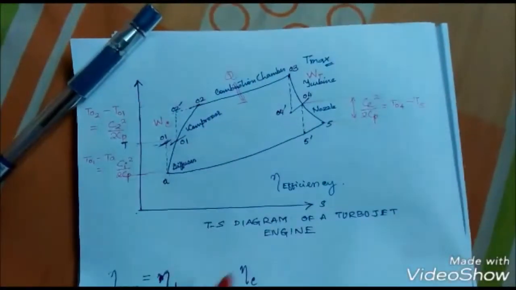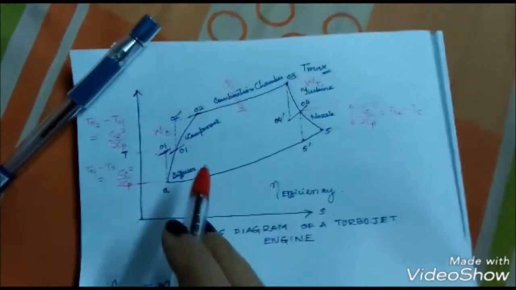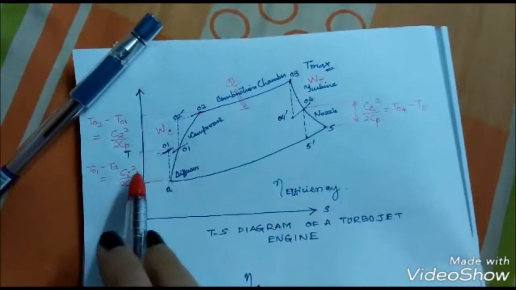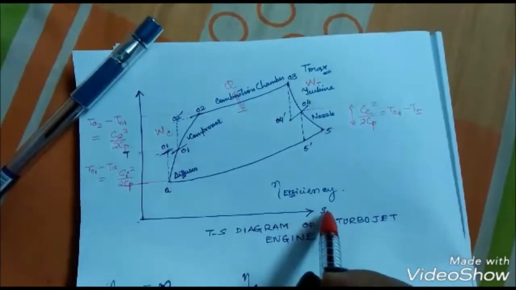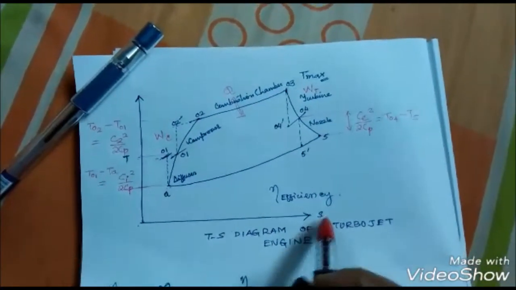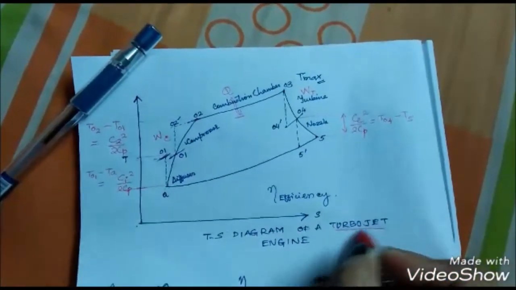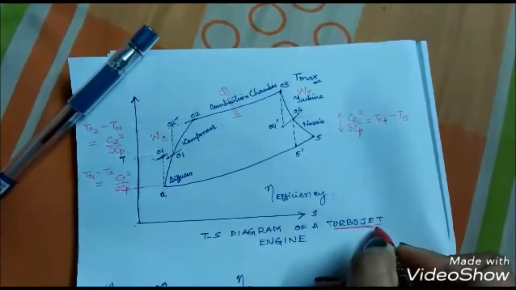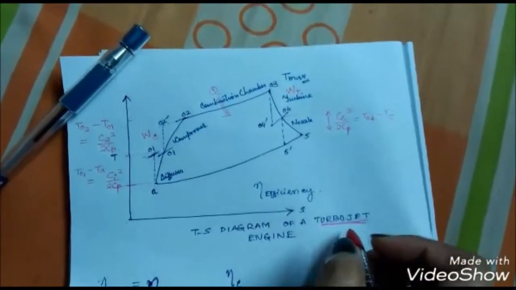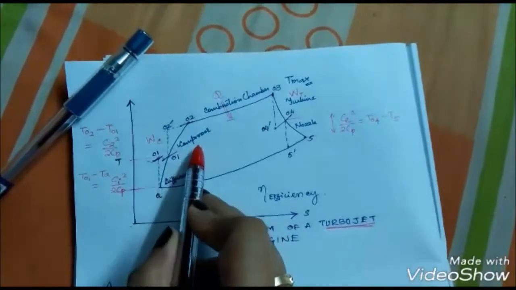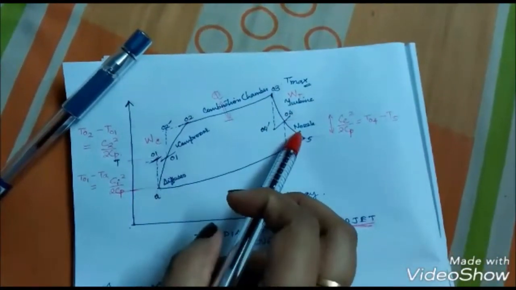Okay, so this is our TS diagram of a turbojet engine. Here in the TS diagram, what is T? T stands for temperature. S stands for entropy. Now we know a turbojet engine has 5 main components: diffuser, compressor, combustion chamber, turbine, and nozzle.